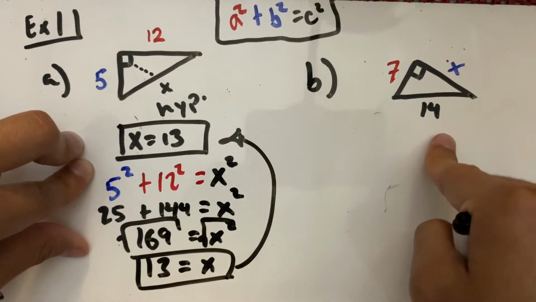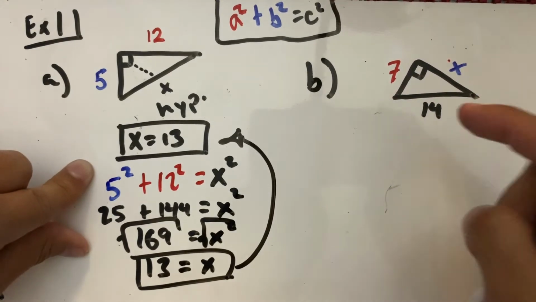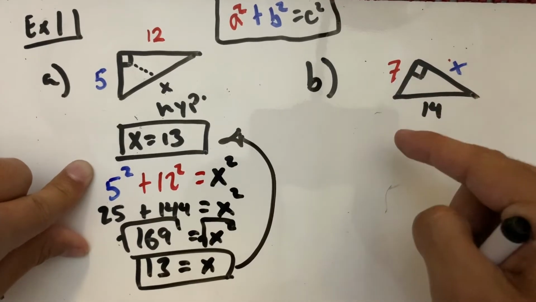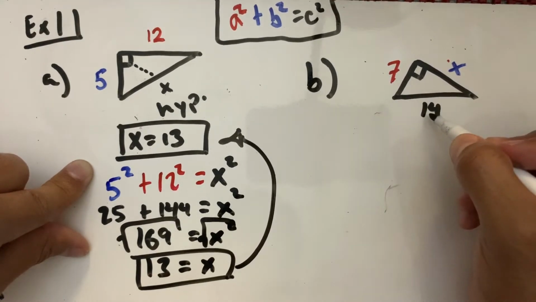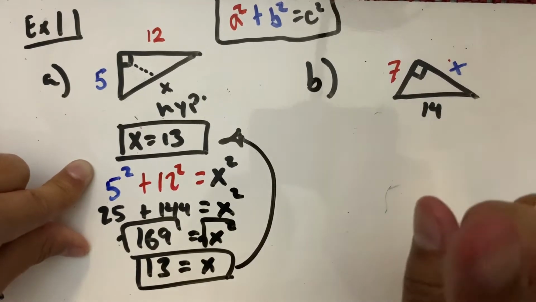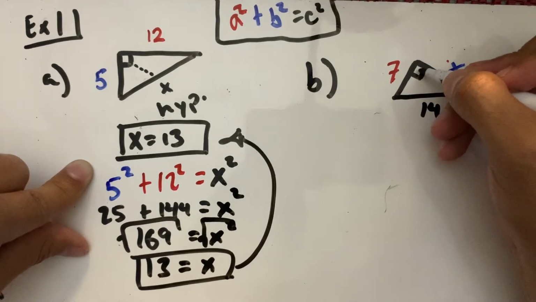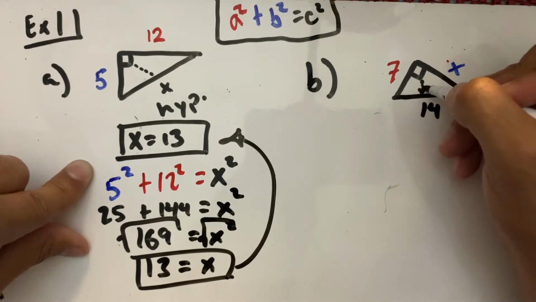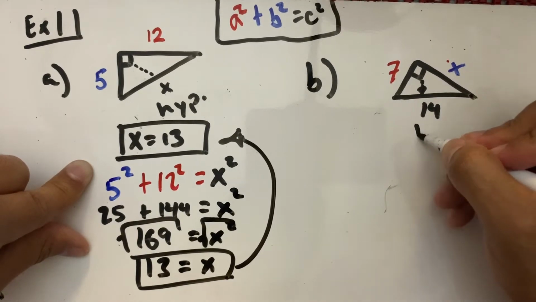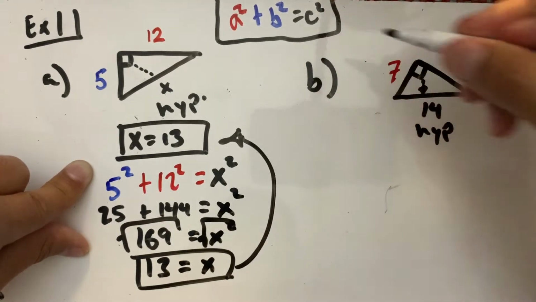Now, if you're looking at B, we have 7, X, and 14. In this one, a lot of you guys might get tripped up, and you might be like, oh, this is A squared, this is B squared, and this is equal to C squared. But that would be wrong, okay? Because this is the right angle, so opposite of the right angle is this side length right here. So 14 is the hypotenuse. We know C is always equal to the hypotenuse.